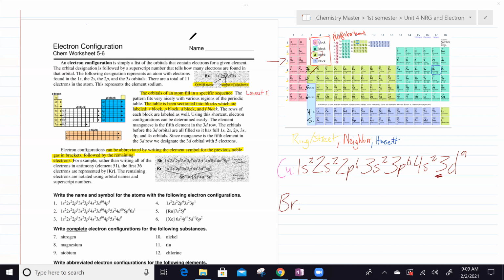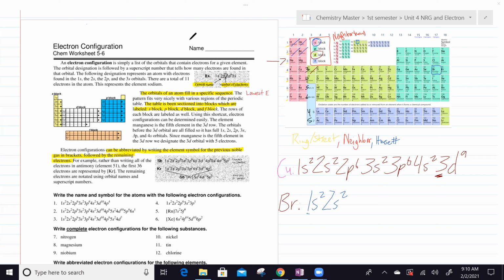All right, Irvin, what's my first thing you want to give me? Excellent. 1s2. That covers hydrogen and helium because they live on the first street in the S neighborhood, 2 blocks. Very nice. Daniela, what do you got next for me? 2s2, excellent. 2s2 will cover lithium and beryllium.